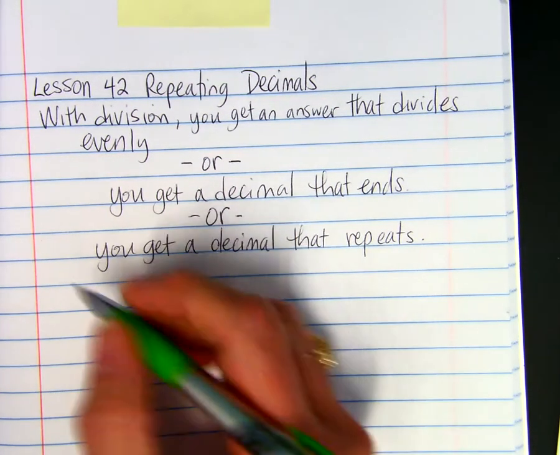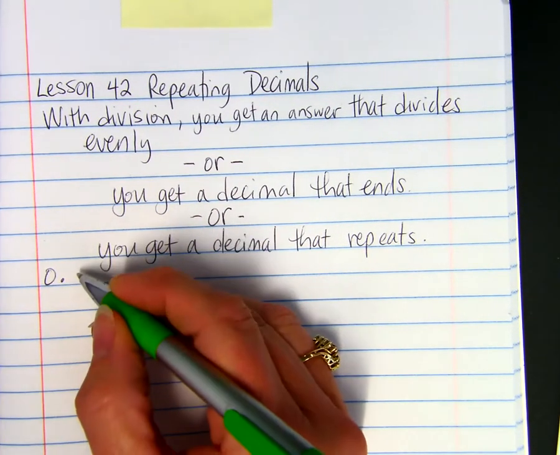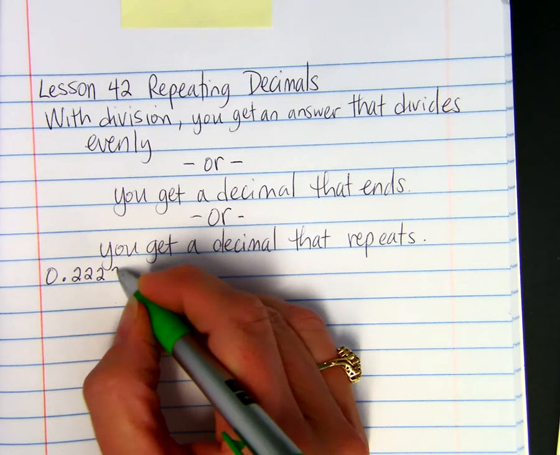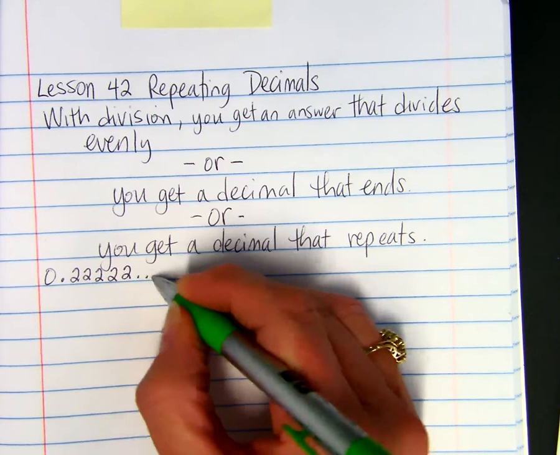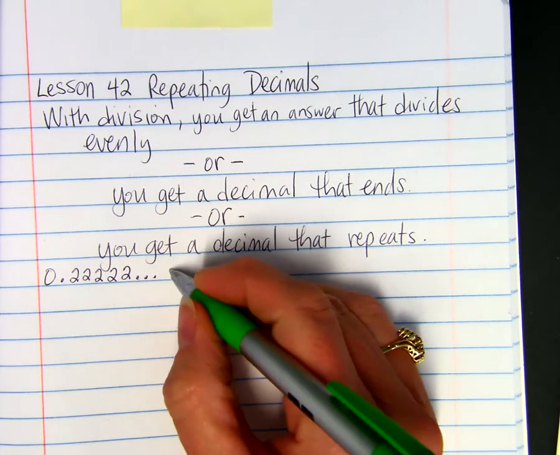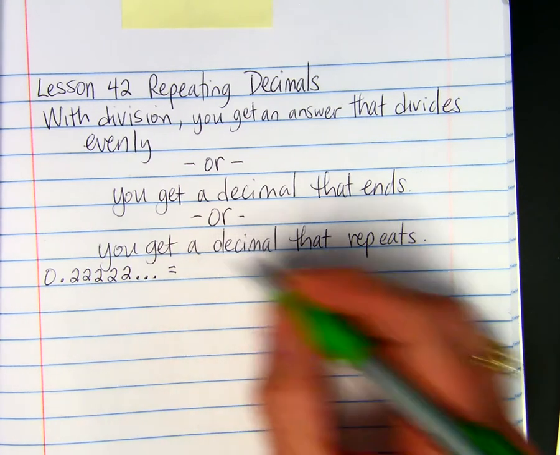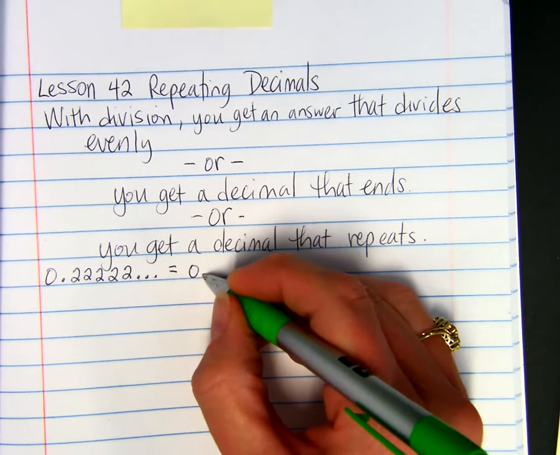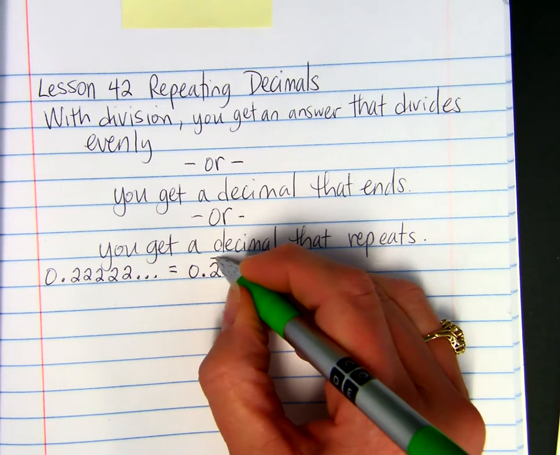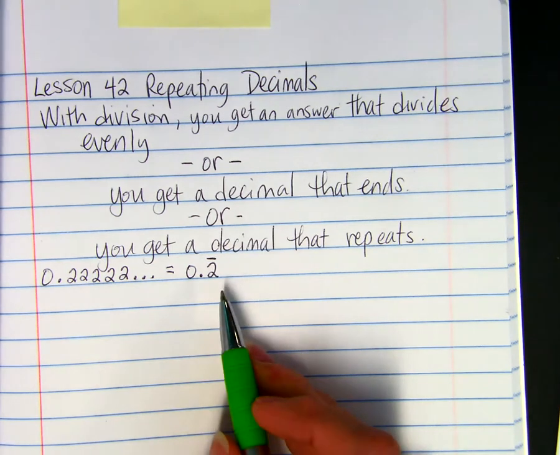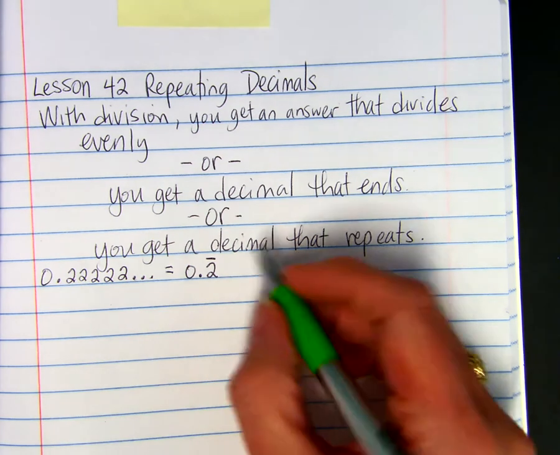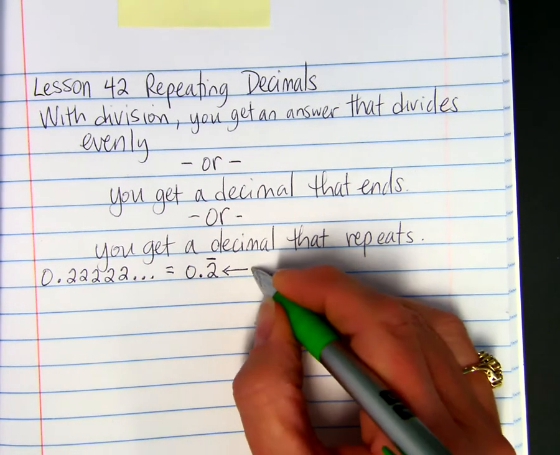So if we are dividing and we get a decimal point and then twos that just continue on and on, in fact, that's equal to 2/9, then we can write it as a decimal number with a vinculum over it. So this little bar above the 2 is called a vinculum. And the 2 itself is called the repetend, because that is what is repeating.